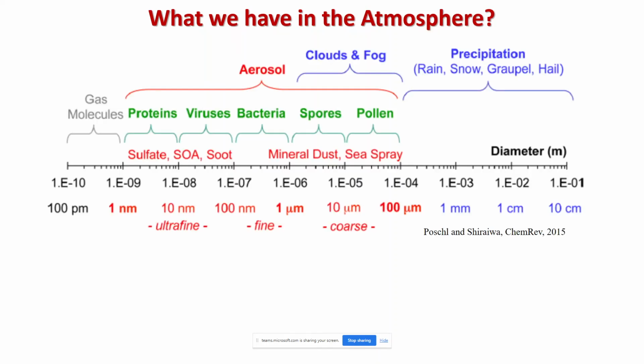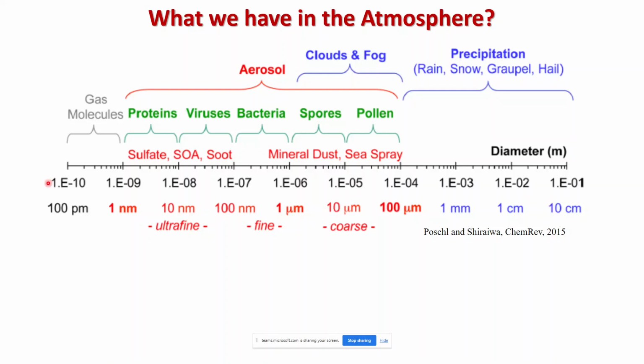See, this is the nice compilation by Postel and Shiriava in Chemical Reviews. And what we see here is, just a minute, let me take the pointer. You see the range from 100 picometer to 10 centimeter. This is 9 orders of magnitude we are talking about. Okay, so this is what we have in the atmosphere.